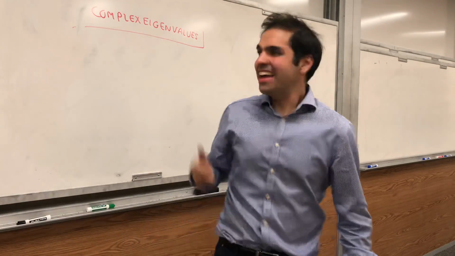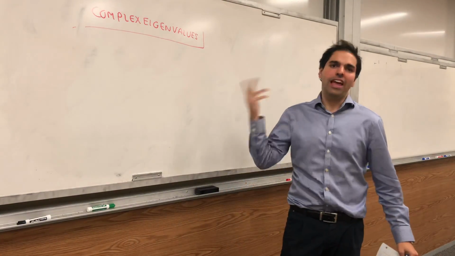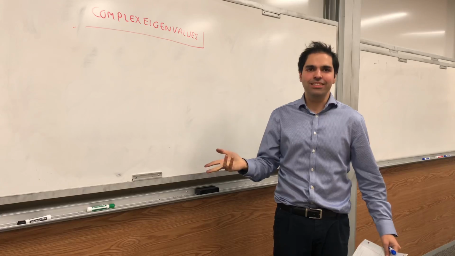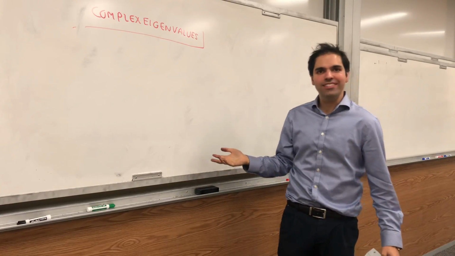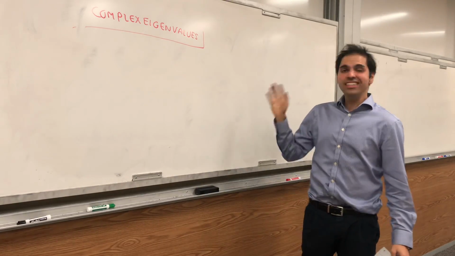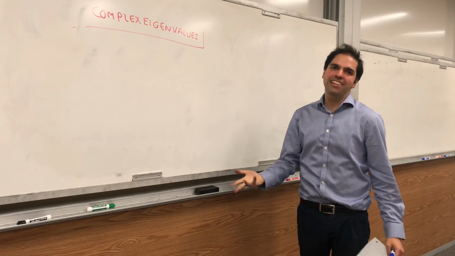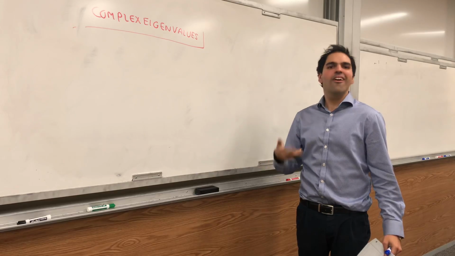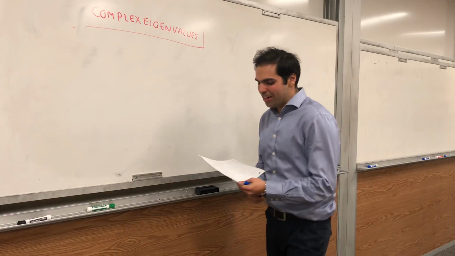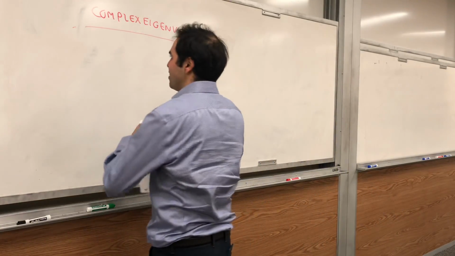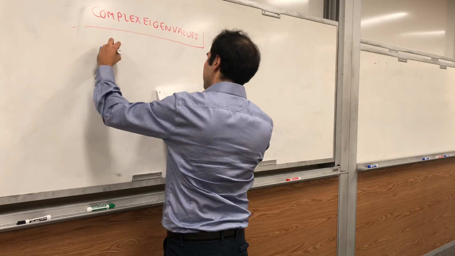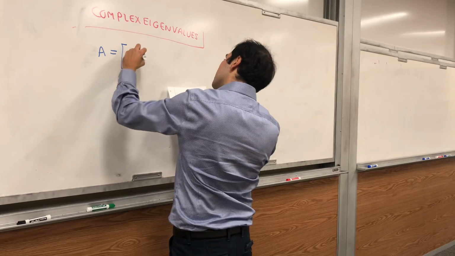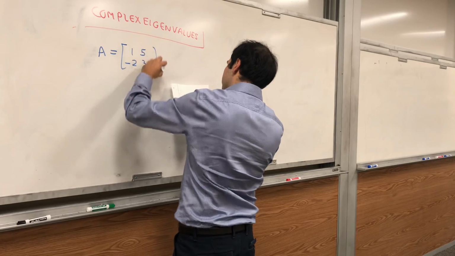Thanks for watching, and today I would like to tell you what happens if you diagonalize a matrix and you get complex eigenvalues. In general, it's just a pain to do, but at least for the 2 by 2 case, it's still hard, but not too bad. So let's take the following matrix. A is 1, 5, minus 2, 3.